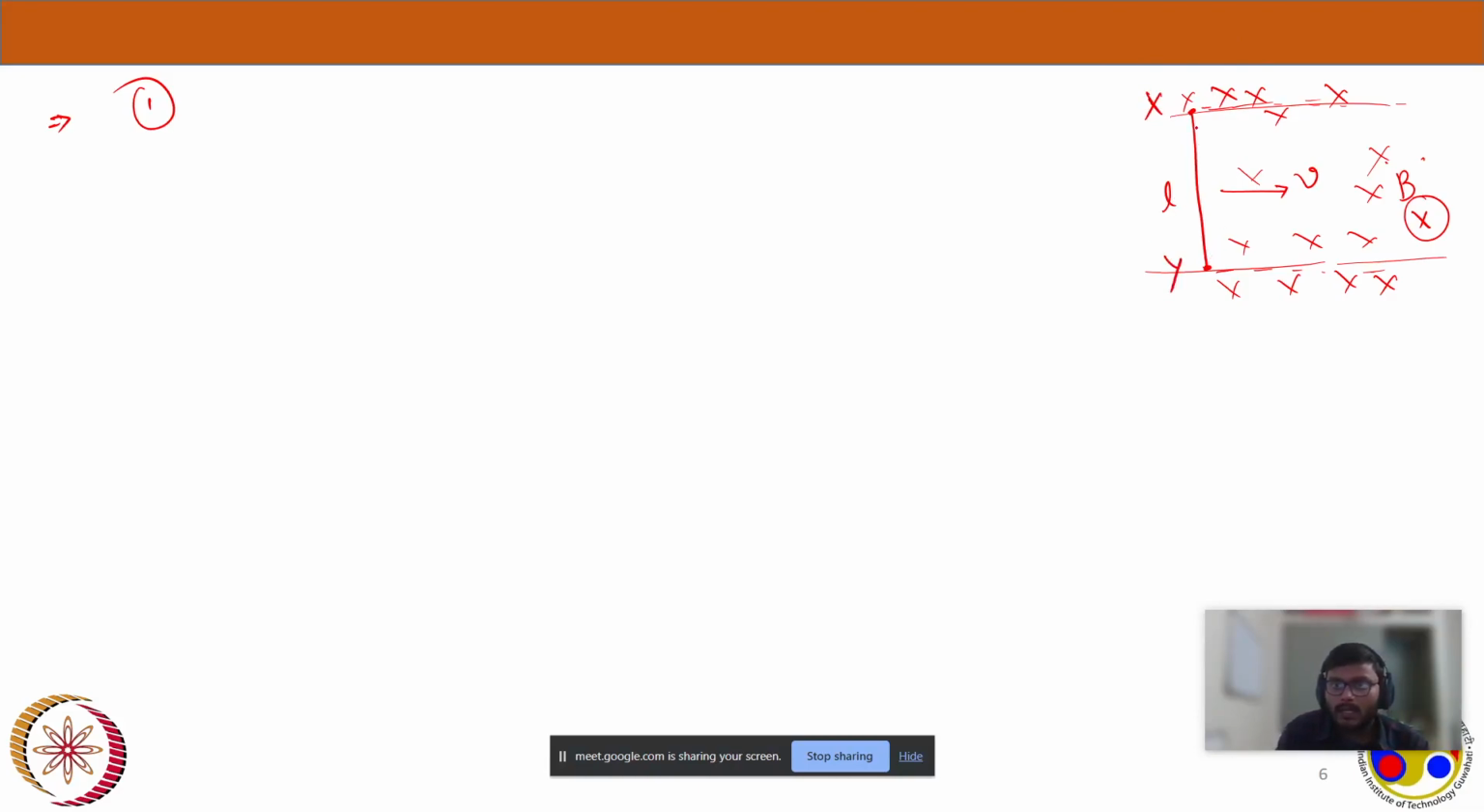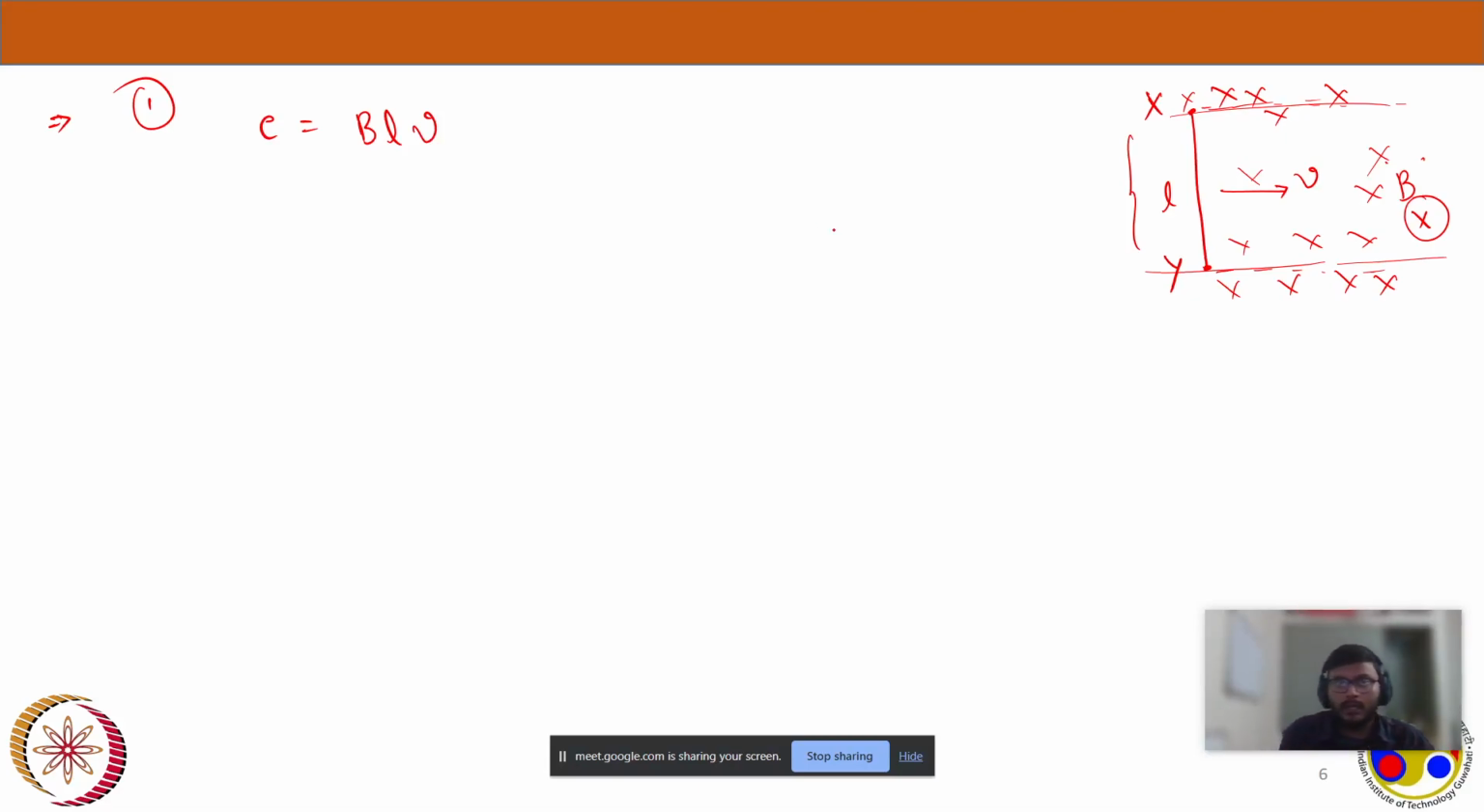Let XY be the conductor. Let's say these are the terminals of the conductor XY of length L. Then what happens is, between these two terminals XY, an EMF will be generated. So that's the law. What is the magnitude of EMF that is generated? BLV. Yes, exactly, Raju. So this magnitude of EMF is BLV, where B is the magnetic field intensity.